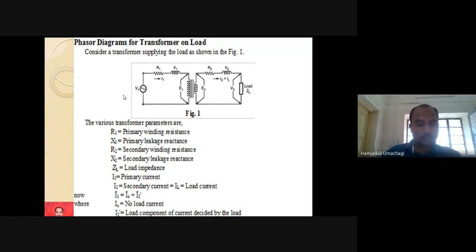Okay, very good. So in yesterday's class, we have seen the characteristics of ideal transformer and practical transformer. Ideal means there should not be any losses and there should not be any leakage in the flux. And if you take practical transformer, there will be iron loss, copper loss, and also there will be that leakage in the flux value.